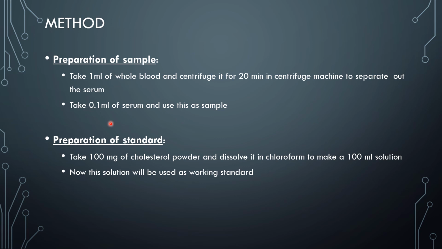So we'll take 0.1 ml of the serum and use it as a sample. Simultaneously, we'll prepare a standard solution of cholesterol. The purpose of this standard solution is that we know the concentration of this solution, which means we will take 100 mg of cholesterol and prepare a solution of 100 ml in chloroform. So in the end, we will compare the concentration of the unknown sample with the concentration of the standard.